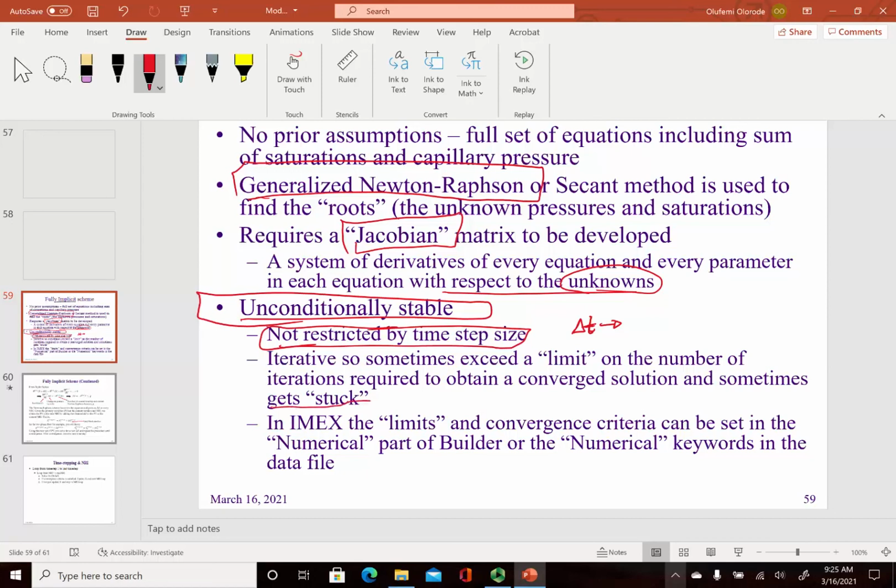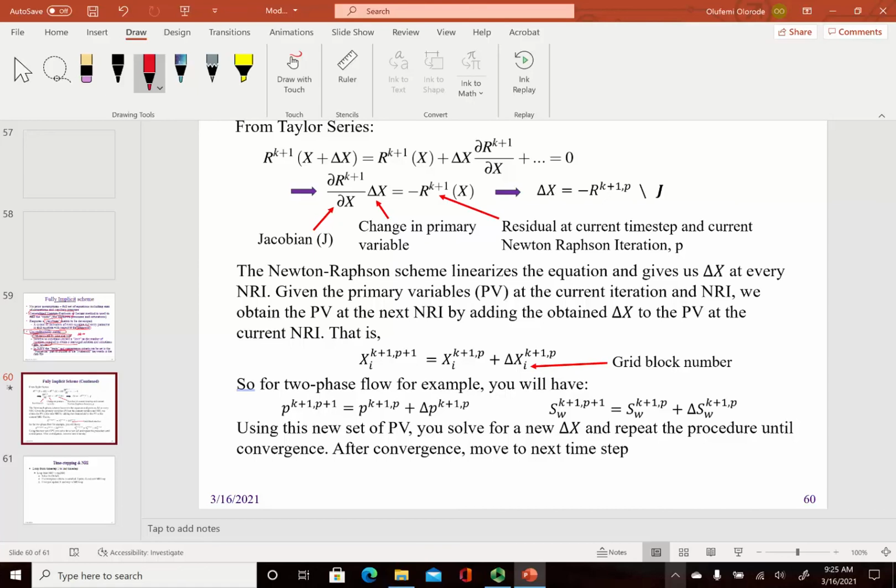And also, it rarely gets stuck for difficult problems, like I explained, where pressures or saturations are changing a lot. And in IMEX, we can specify the convergence criteria, which we get to do in the labs. So this is really where I'm getting at.